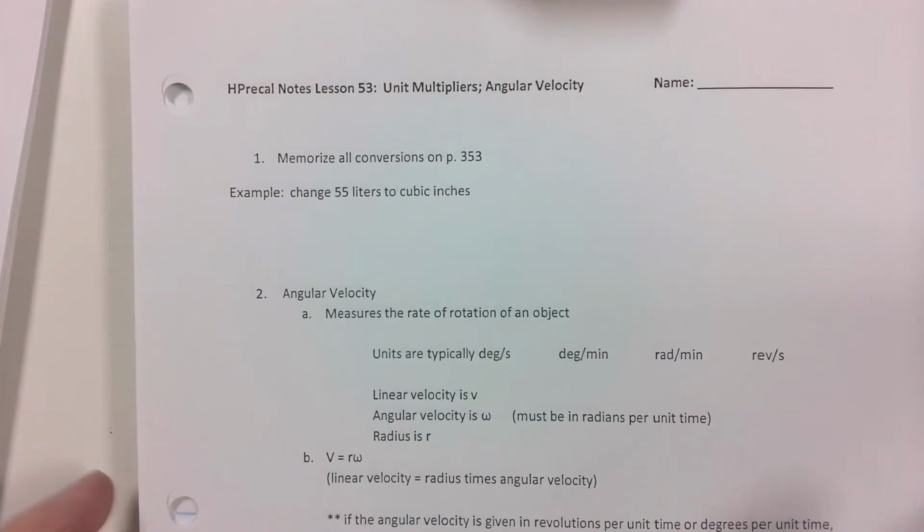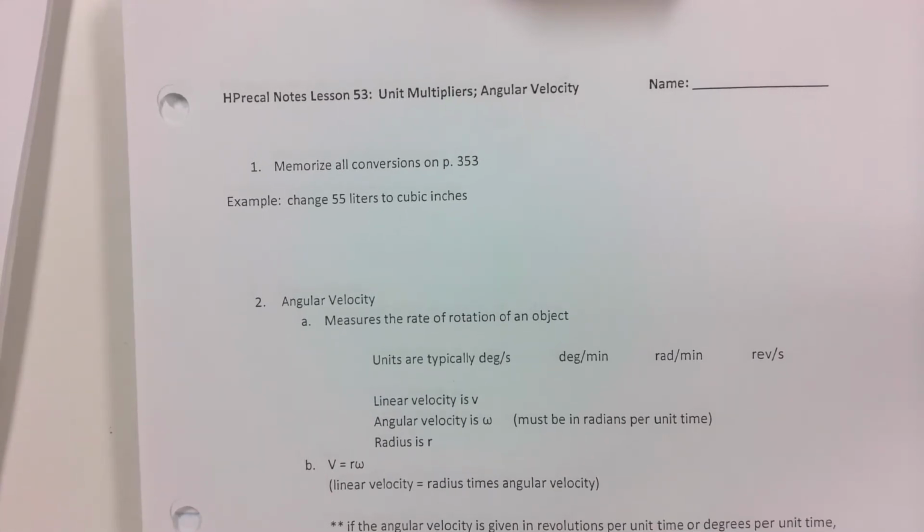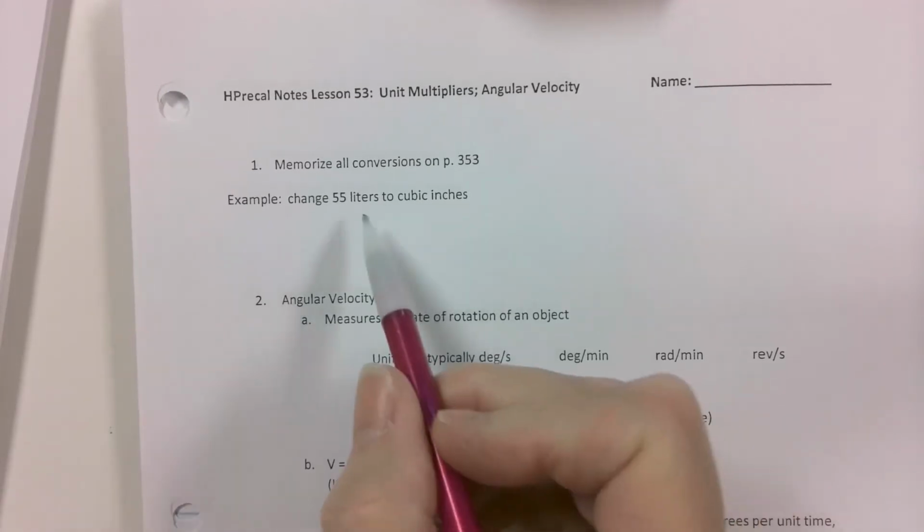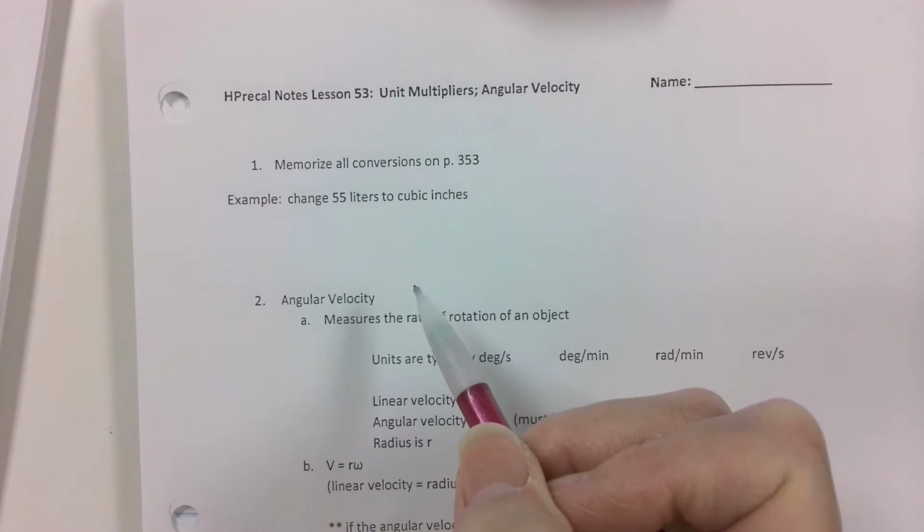Okay, lesson 53. The first thing you need to know is on page 353 in your book are some unit conversions. If there's any of those you do not already have memorized, you need to memorize them. But we'll just do one quick example here. I think this is quite repetitive. I think you already know. I just don't know how much experience you have from going from liters to cubic inches.